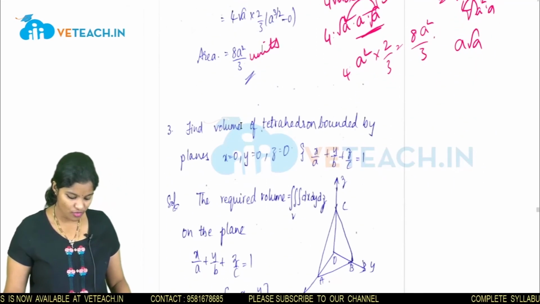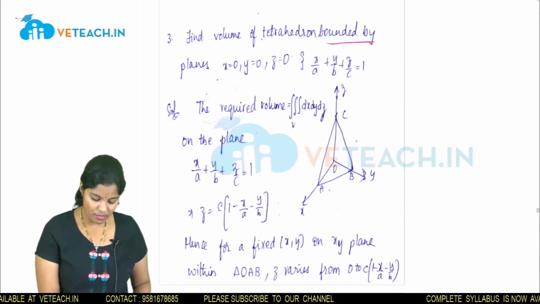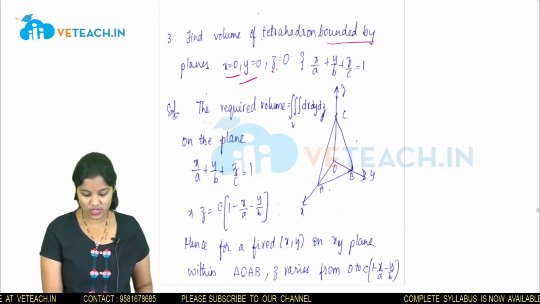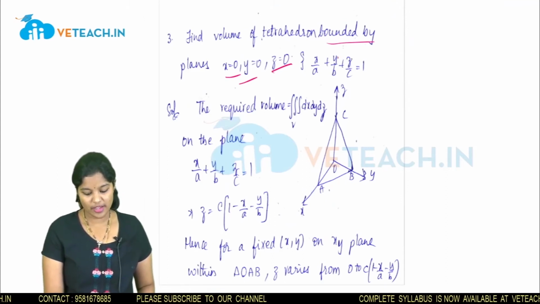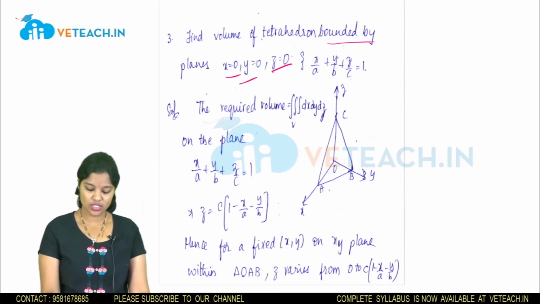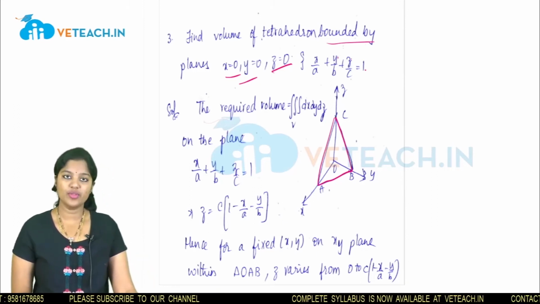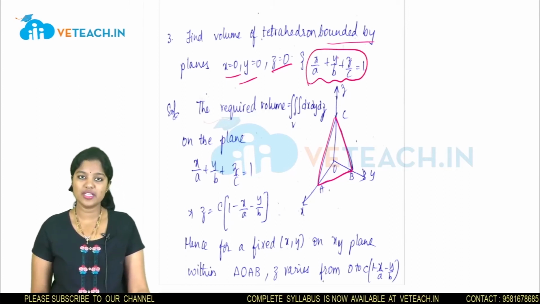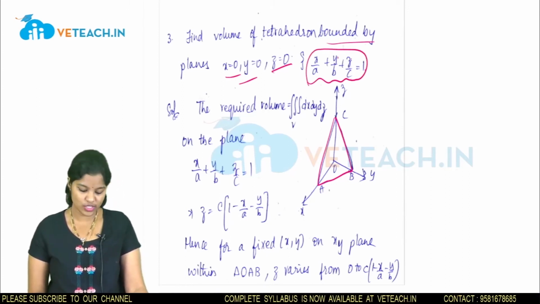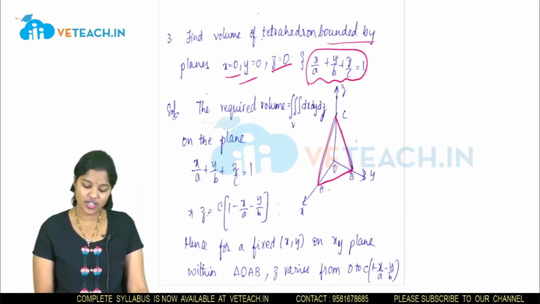Next, find the volume of the tetrahedron bounded by x equal to 0, y equals to 0, z equals to 0, and x by a plus y by b plus z by c is equals to 1. That means we should find this volume with respect to the axes. So the given condition here is x by a plus y by b plus z by c is equals to 1.